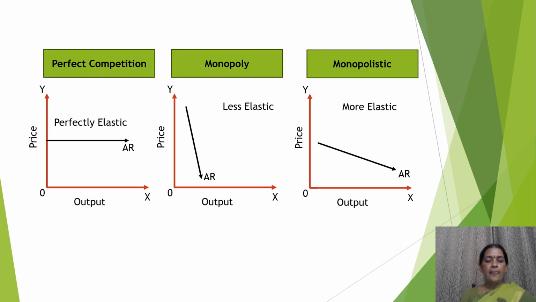This diagram clearly distinguishes the shape of the average revenue curve under perfect competition, monopoly, and monopolistic competition. Under monopoly, the shape of the average revenue curve is less elastic. Under perfect competition, the shape of the average revenue curve is perfectly elastic. And under monopolistic competition, the shape of the average revenue curve is more elastic.